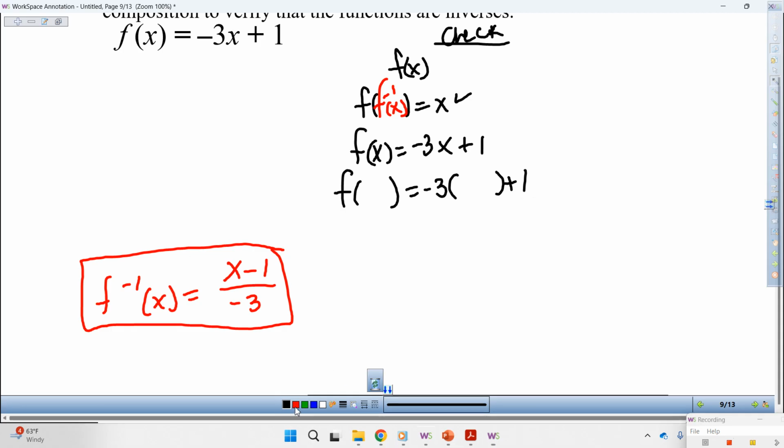All right. So what goes here? F inverse of x. And what goes here? X minus 1 over negative 3. All right. So f inverse of x. Tell your neighbor what to do from here, and then Jesus is going to pass to someone so they can walk us through the step.